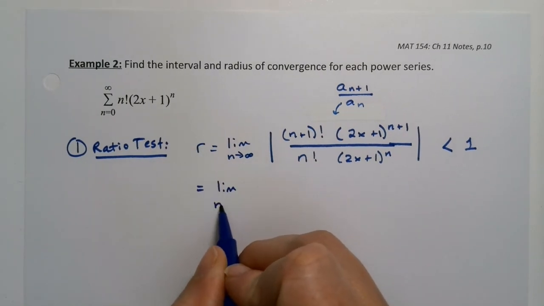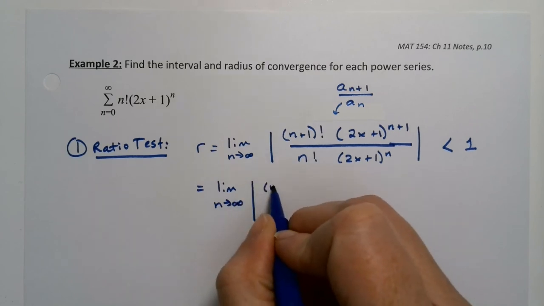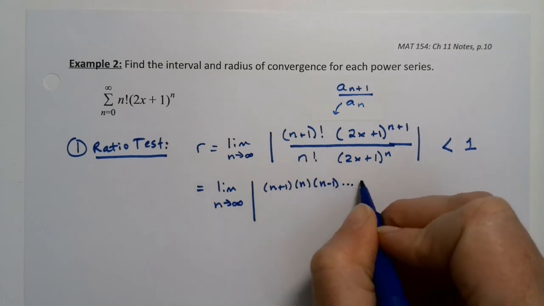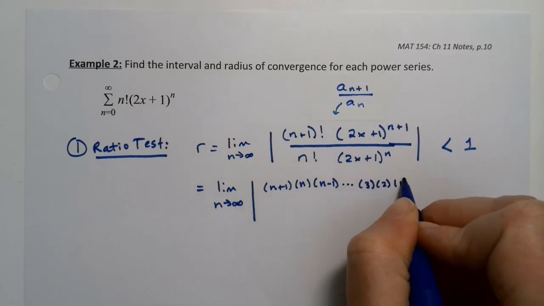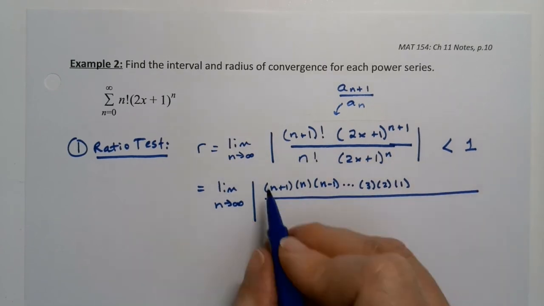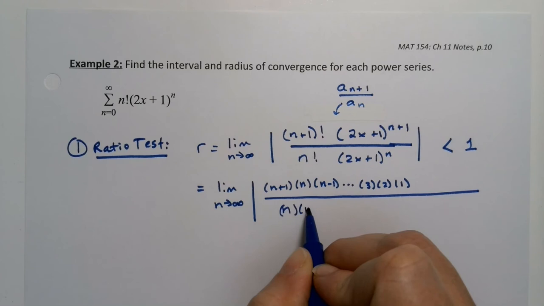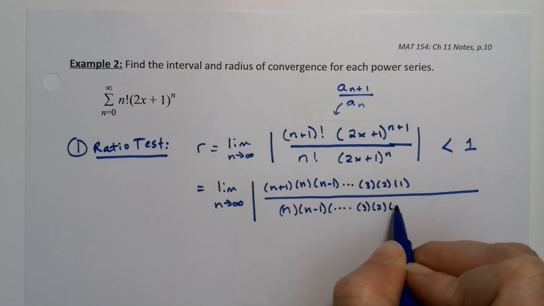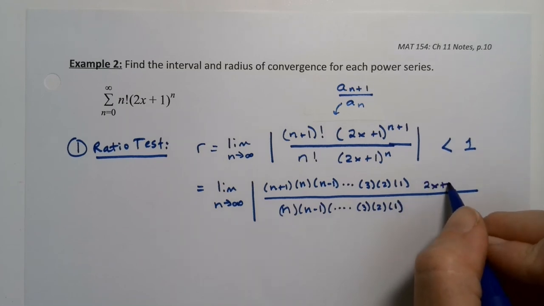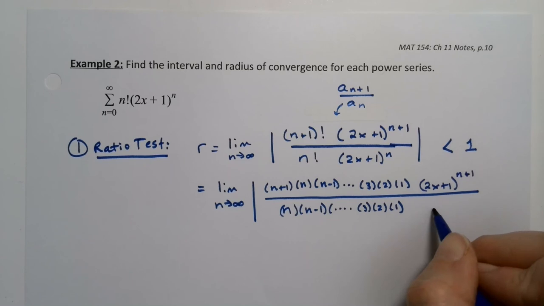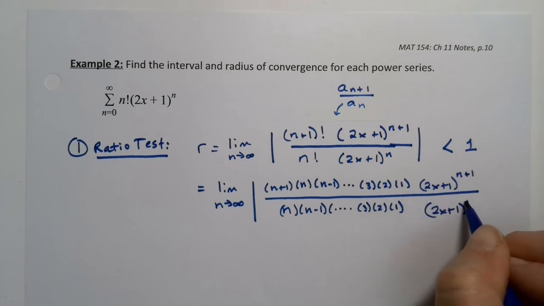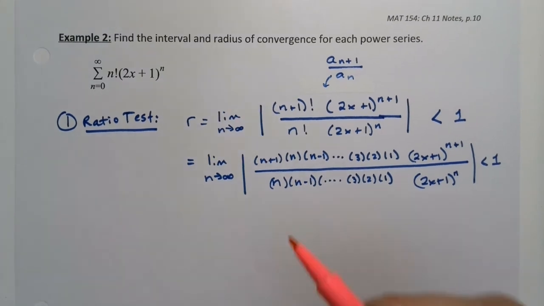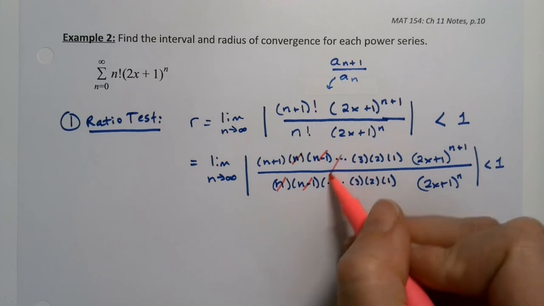So that's the limit as n goes to infinity. You technically don't have to show this step, but I just want people to see factorial isn't something we did a lot with before. And then n factorial is n times n minus 1, and so on until 3, 2, and 1. And then I'll just leave it (2x plus 1) to the n plus 1 over (2x plus 1) to the n, although we all know what's going to happen there. And that must be less than 1. And again, normally you don't need to show this step. I'm just doing this because these are notes and I want to remind everybody how this works.